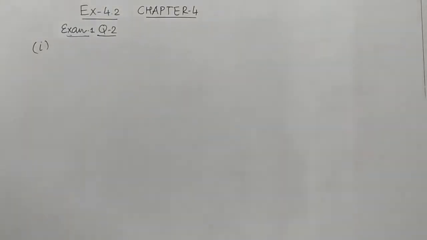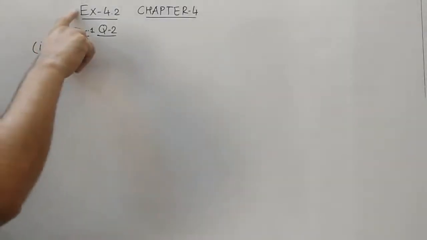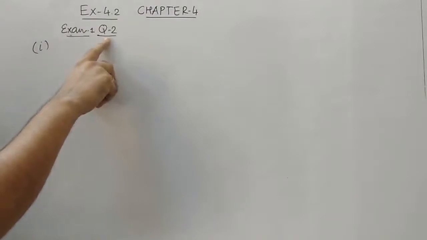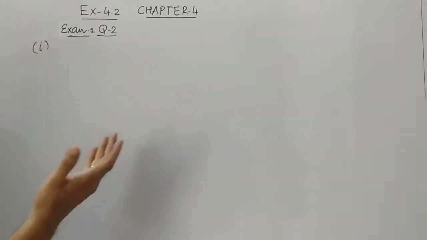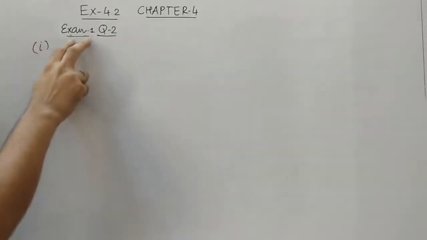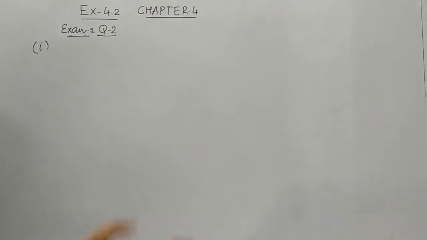Second question of exercise 4.2. In this question it is said that we have to solve example 1, which is given in the textbook. So basically two sums we'll do today, that is of example 1. In the textbook they have not solved it, they just formed the equation, but we have to solve it.